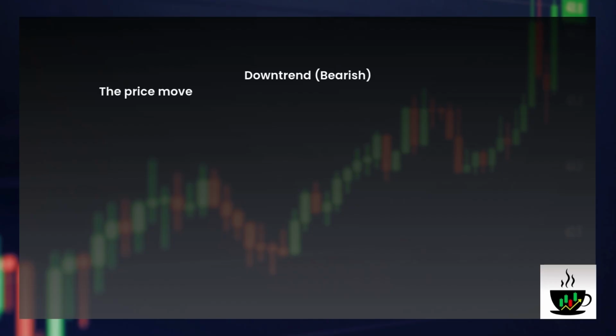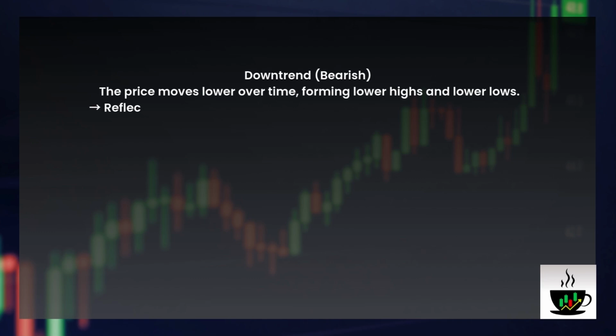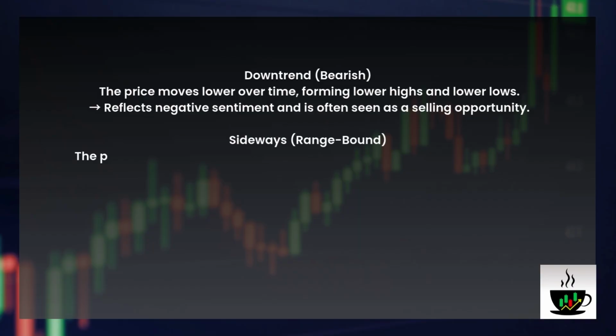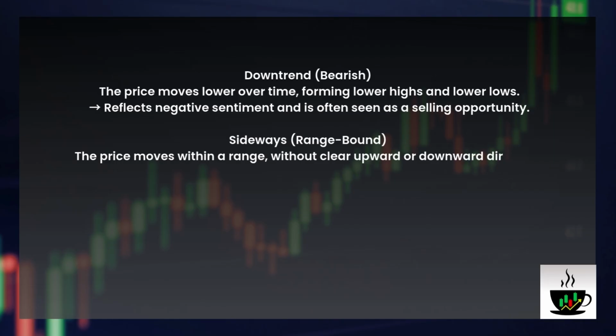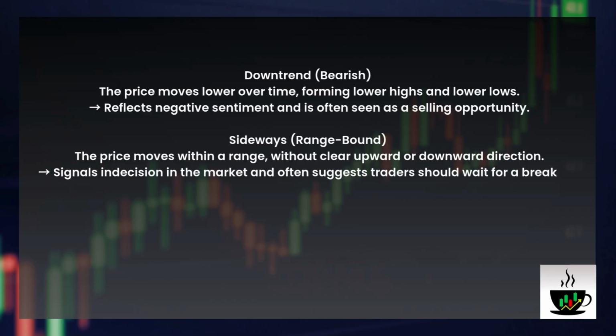Downtrend. The price moves lower over time, forming lower highs and lower lows. Reflects negative sentiment and is often seen as a selling opportunity. Sideways. The price moves within a range, without clear upward or downward direction. Signals indecision in the market and often suggests traders should wait for a breakout.